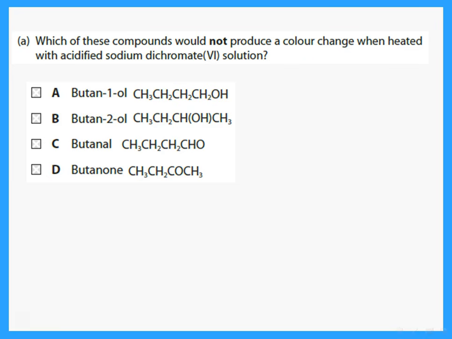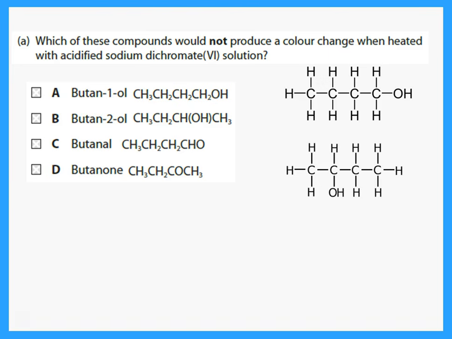And we said the only ones that will not react with an oxidizing agent are either an acid or a ketone, because the ketone is the final product, we cannot get further. But aldehydes can be oxidized, alcohols can be oxidized. So, which of these would not produce a color change? Well, let's take a look. Butan-1-ol is a primary alcohol. It would be oxidized to give the aldehyde or the acid, depending on how long you heat it with the oxidizing agent.